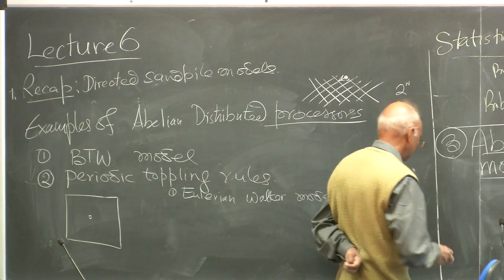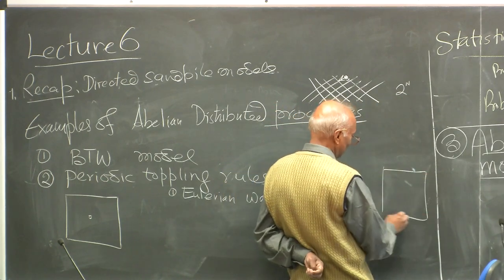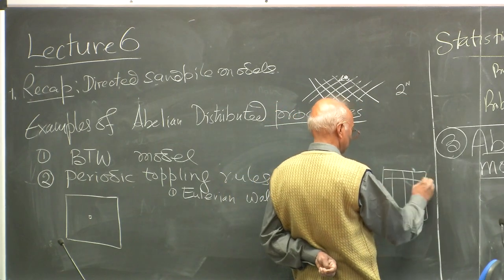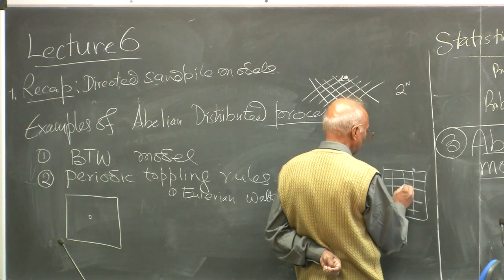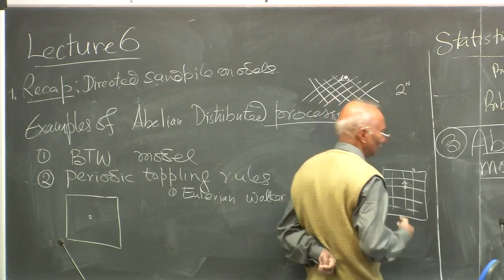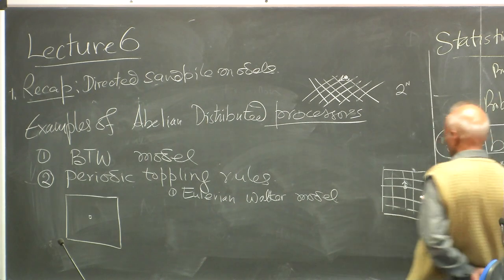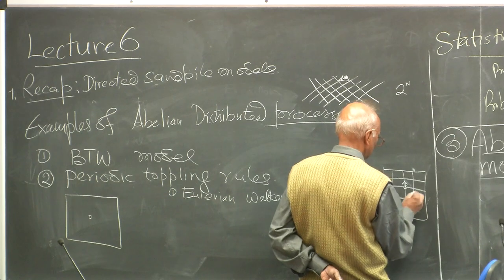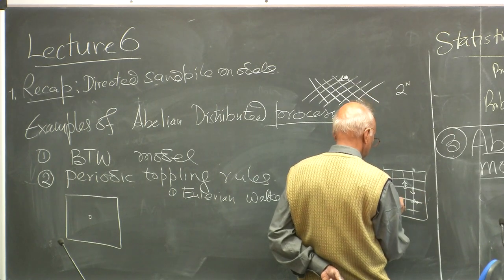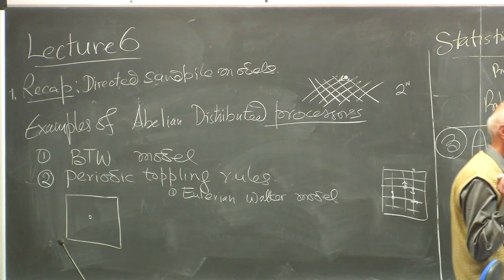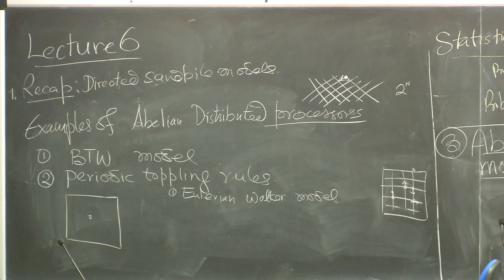So the model is defined like this. There is a lattice. At each site there is an arrow which is marked towards one of the neighbors. Okay, so that's my configuration. At each site there is an arrow which goes towards one of the neighbors. This one goes this way, this one goes that way, and so on. And these are just static.